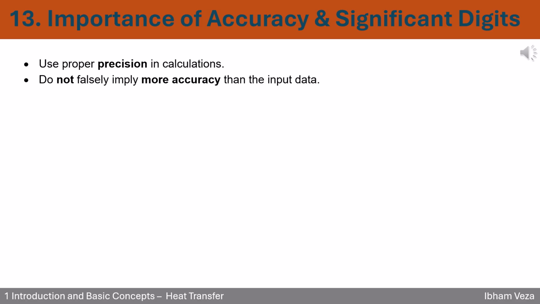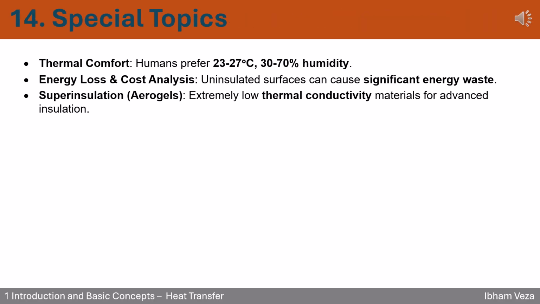Using too many digits makes your answer look falsely accurate, which is misleading. Good engineering practice is about being realistic and honest in your results, not pretending your answer is more precise than your measurements allow. 14. Explore special topics in heat transfer.